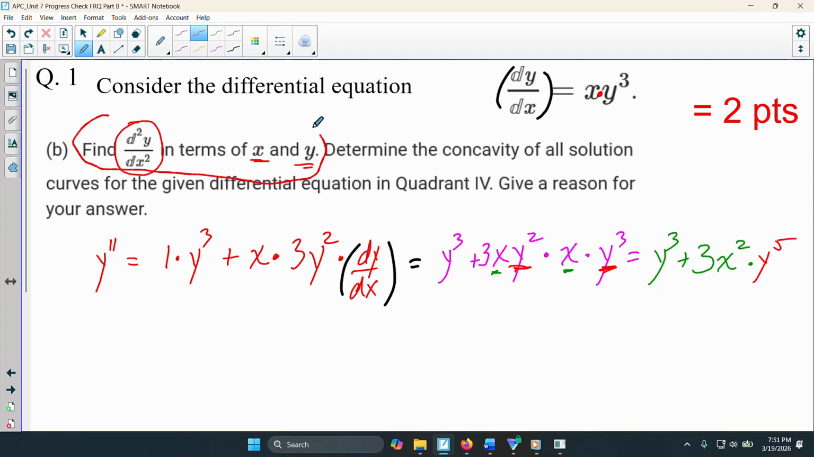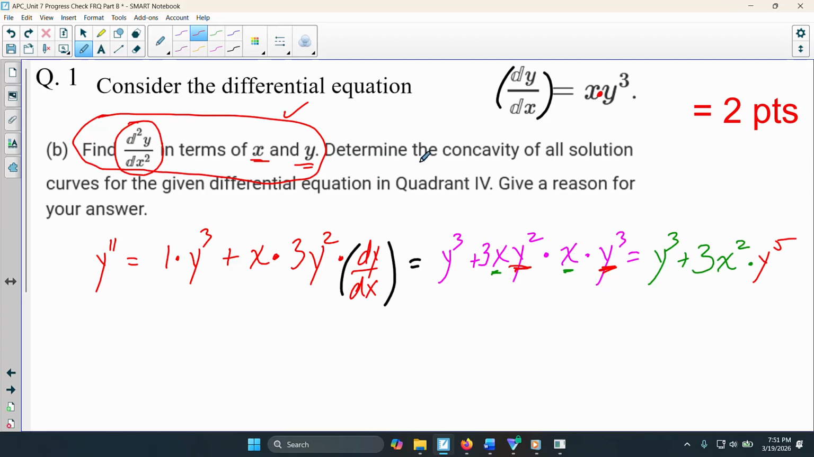I got up to this point, right? So I'm done here. It's 2 points, so I guess this is worth 1 point, which is a little surprising. I thought it should be maybe 2 points, but the whole problem is worth only 2 points.